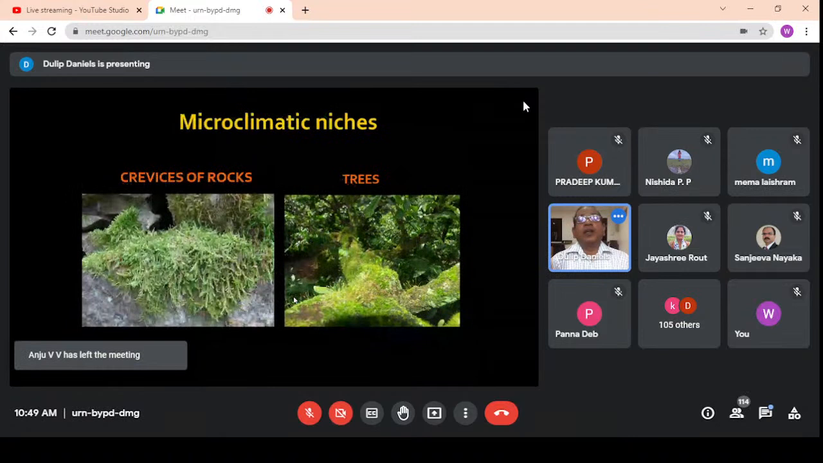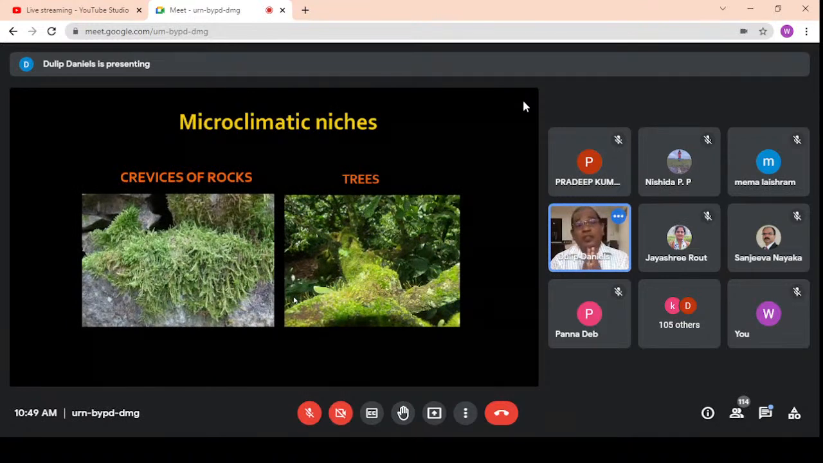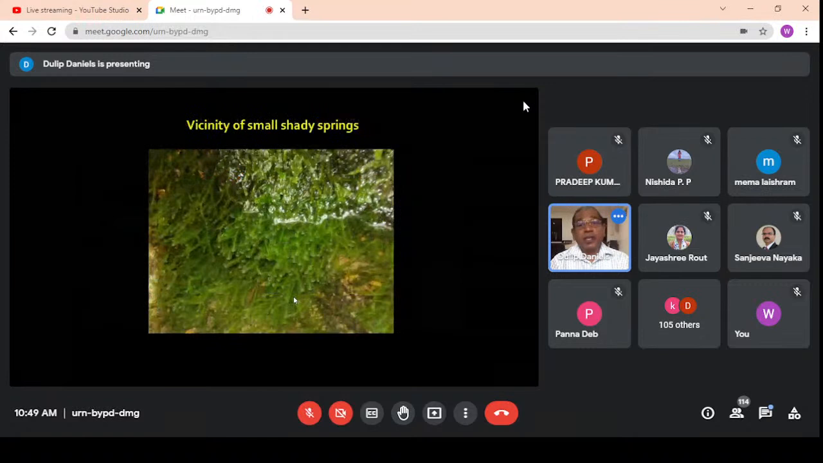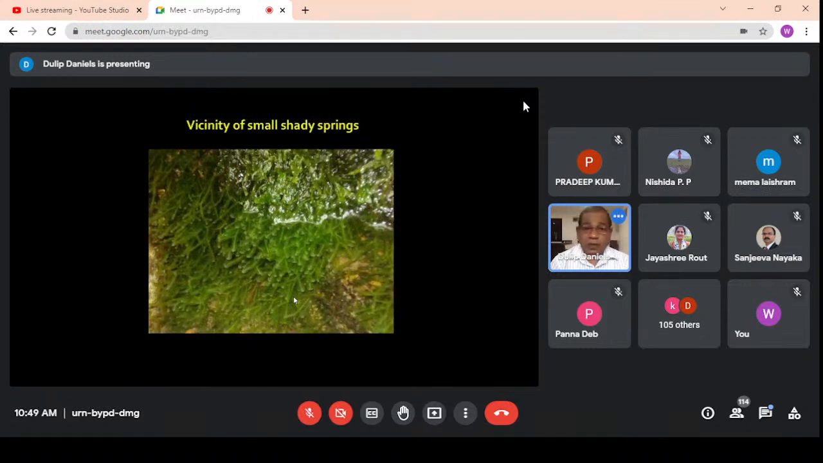Well, where do they grow? There is habitat preference also. They could grow in crevices of rocks. This is the riparian forest. You could see the fallen tree completely covered with mosses. They grow close to shady springs, almost submerged in water.